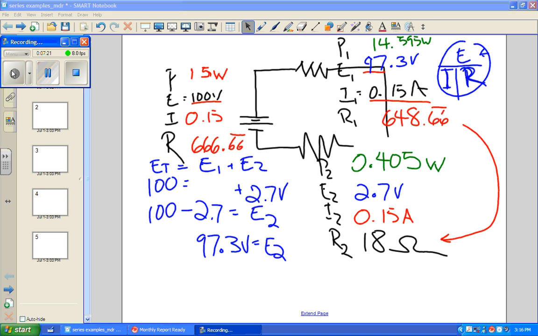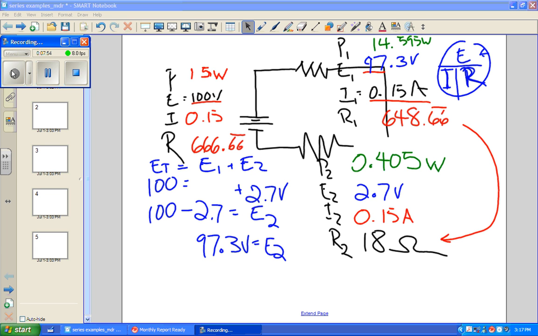All right, so we can see that if we multiply 0.15 times 2.7, we get 0.405 watts. And if we multiply 0.15 amps times 97.3 volts, we'll get 14.595 watts. Now, if we add the two wattages up, this should be another opportunity to get our pure functional magic working and make sure that we have 15 watts total. And amazingly, 14.595 plus 0.405 is 15 even. I'm telling you, it's a miracle.